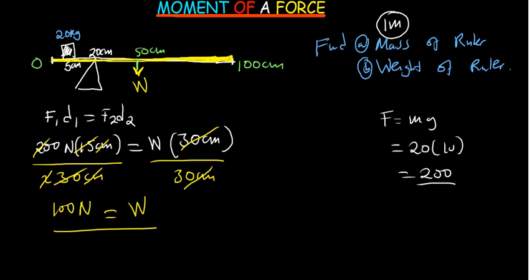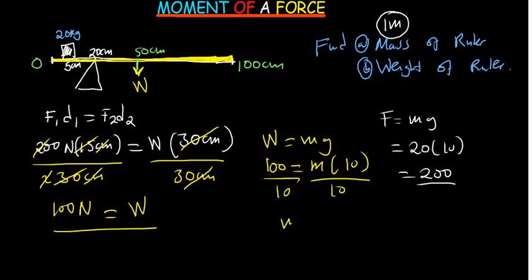Now to answer the first question, we know that weight is given by mass multiplied by gravity. Weight is 100, and that is going to be equal to mass. What is the mass? We don't know, that's what we want to find. And then g is 10. So to find the mass, divide both sides by 10. This cancels with that, this cancels with this. So this is going to give us 10 kg.